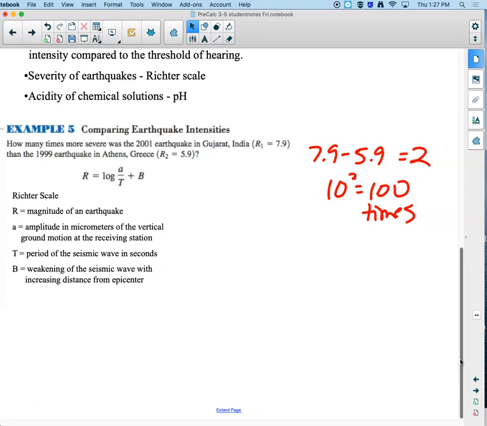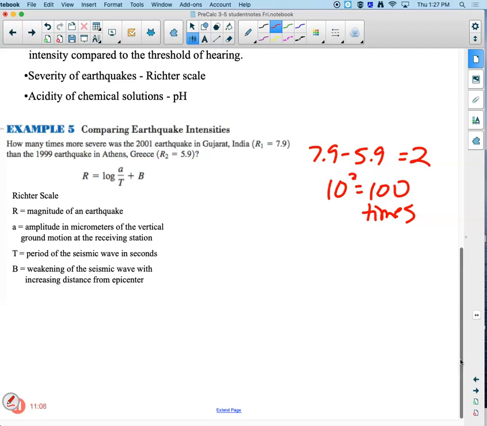But because we don't do earthquakes a whole lot in Minnesota, we're going to do this one the long way. And it tells us that capital R is the magnitude of the earthquake, according to the Richter scale. The lowercase a is amplitude in micrometers of the vertical ground motion at the receiving station. Capital T is period of the seismic wave in seconds. And capital B is weakening of the seismic wave with increasing distance from the epicenter. So when we look at this, we're supposed to say, well, let's talk about the biggest one first.